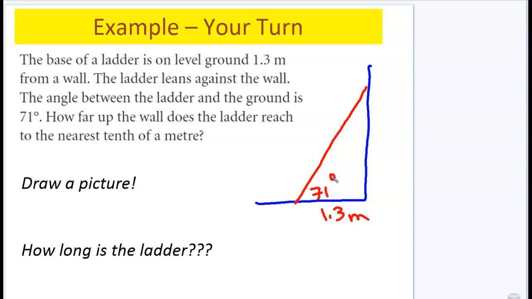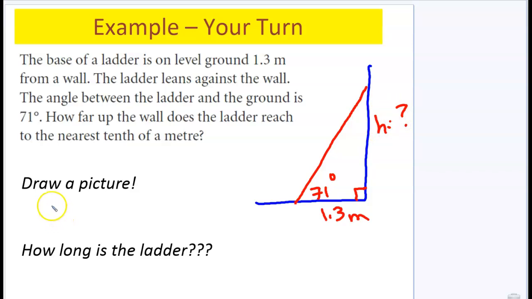Now again, you have to read these questions carefully because sometimes they might give you the angle between the ladder and the wall. So you have to be sure to identify the correct angle in the problem. Question is, how far up the wall does the ladder reach? So again, we're looking for this height right here.